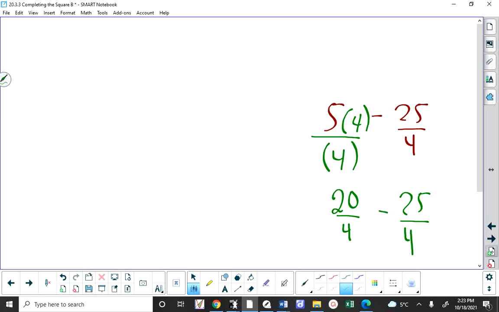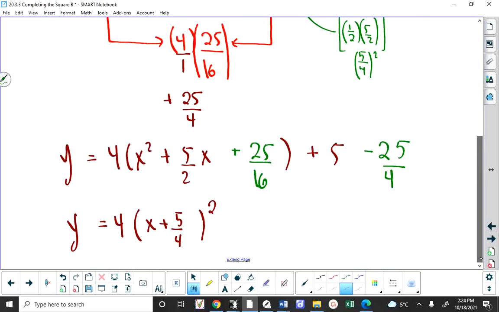I mean, the analogy with negatives kind of breaks down with chickens and cookies and stuff like that. But when you have 20 of something and you subtract 25, you're left with negative 5. So this is our answer, negative 5/4. That's the answer.